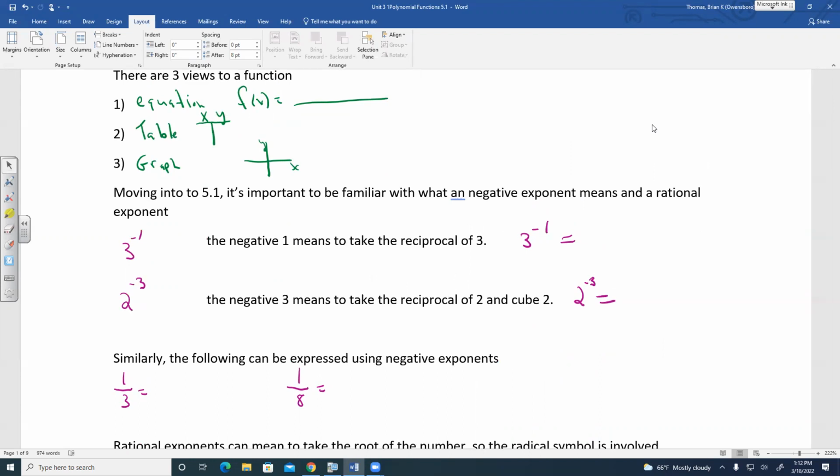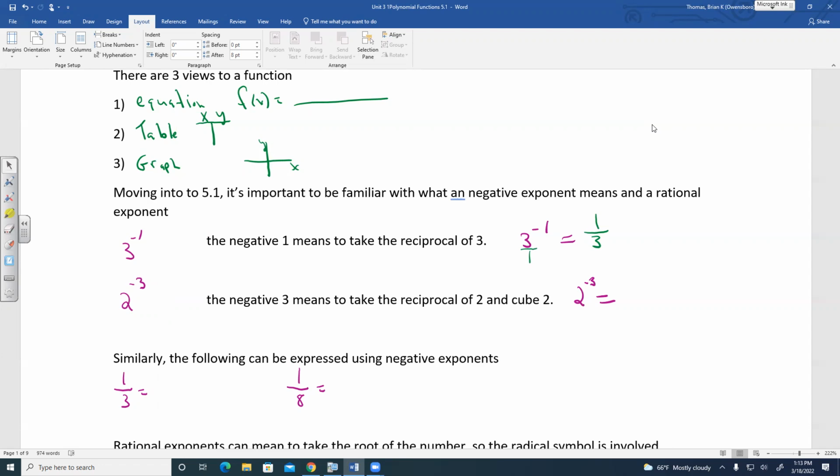If I have 3 to the negative 1, the negative 1 means to take the reciprocal of the 3. So if I have 3 to the negative 1, that negative 1 means to turn that into a fraction. In other words, it turns into 1/3. So it kind of means to take the reciprocal, which means to flip it upside down. Remember, a 3 is 3 over 1. It is a rational number. And when you flip it, it just becomes 1 over 3.